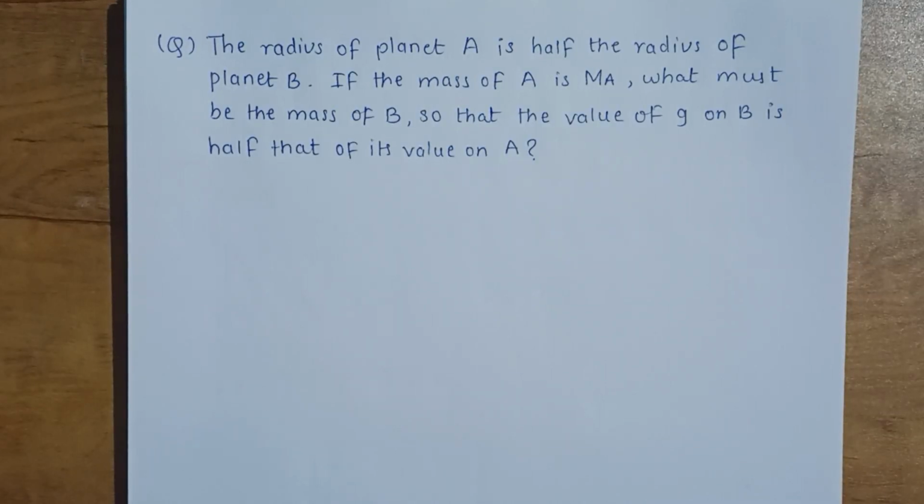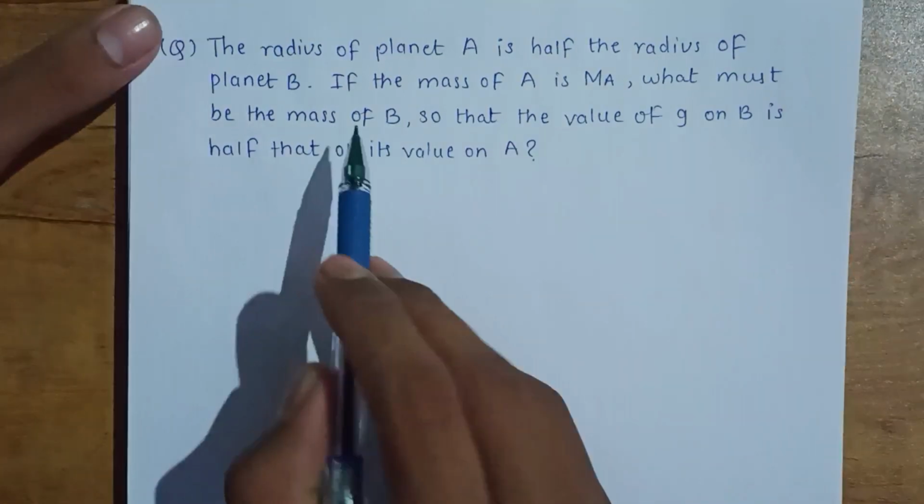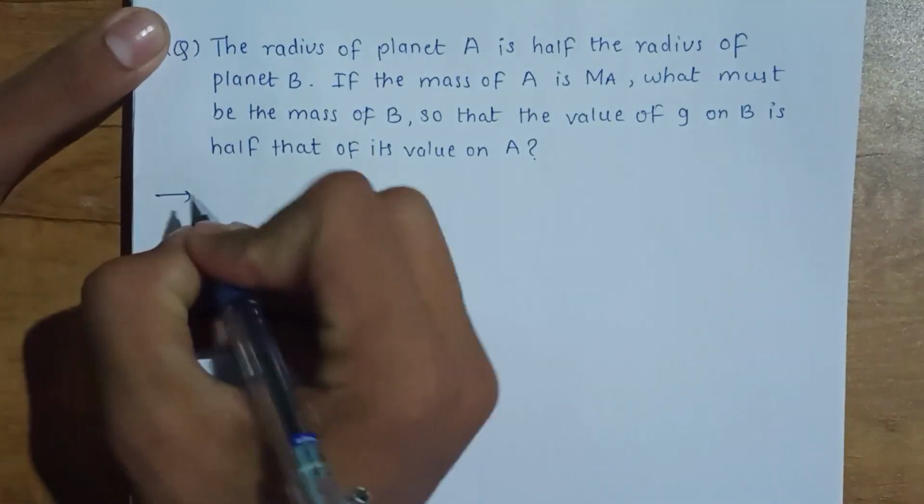The radius of planet A is half the radius of planet B. If the mass of A is ma, what must be the mass of B so that the value of G on B is half that of its value on A? Means in this question we have to find the value of mass of B. Okay. So first what is given?